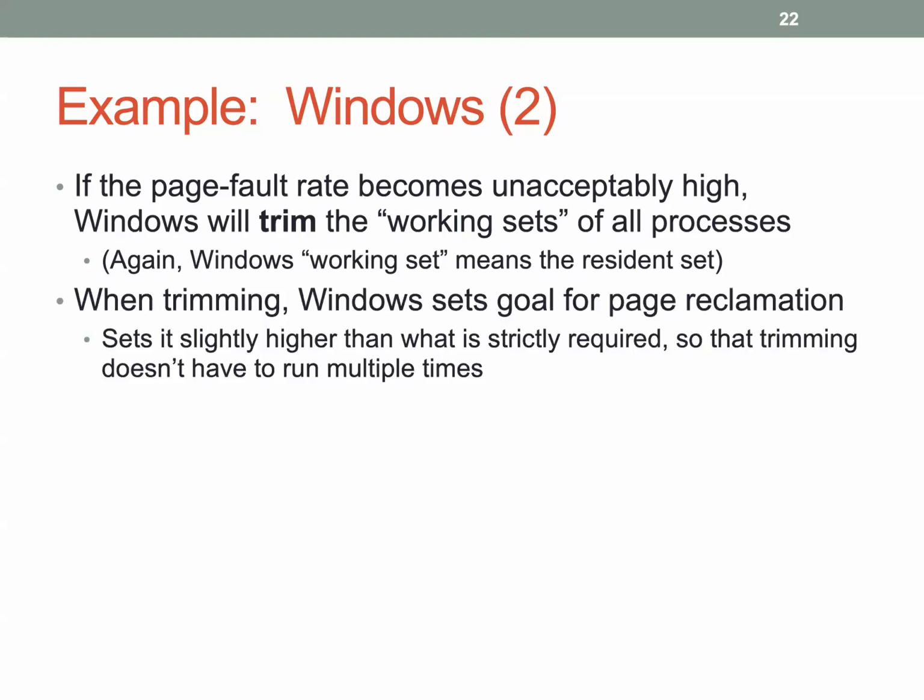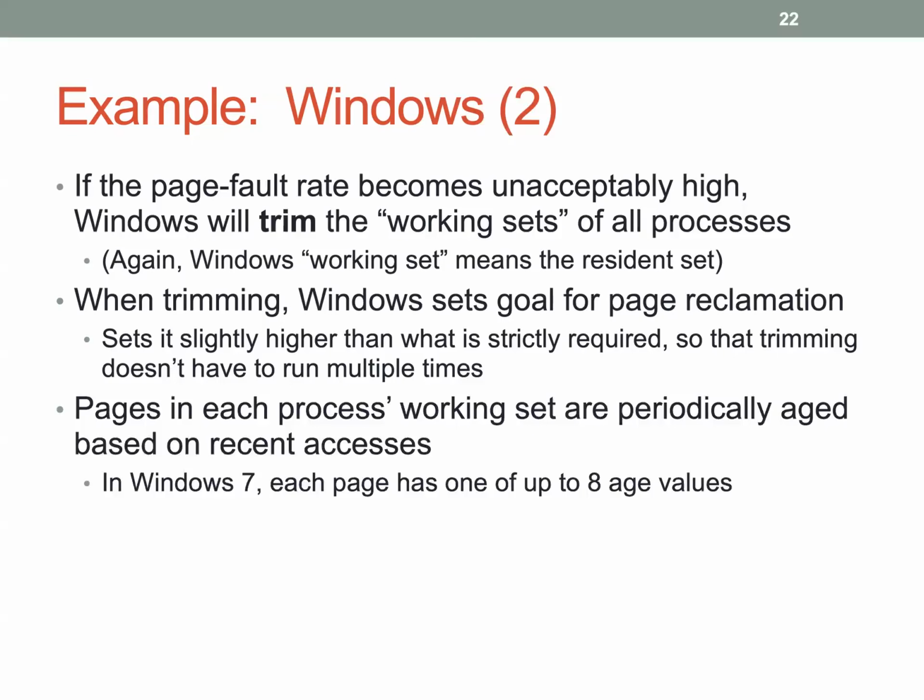And when Windows does that, it tries to overestimate how much it needs because it can never be sure that it's actually going to satisfy its need. If it just barely misses, it doesn't want to run a second time and a third time and try to get all the memory scraped together. So it overestimates its need just in case it comes up short, so that it doesn't have to do this multiple times.